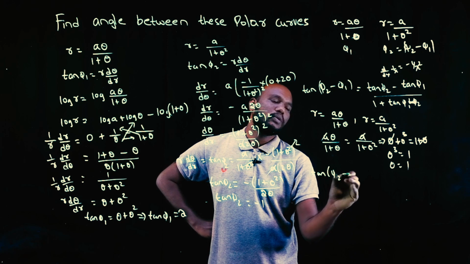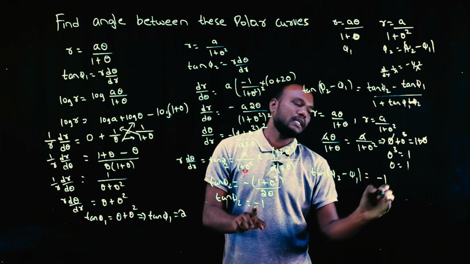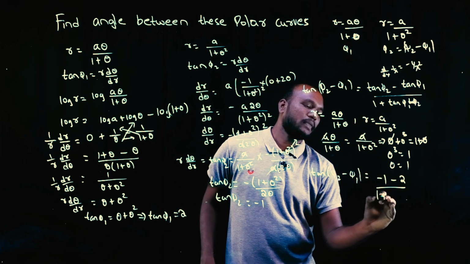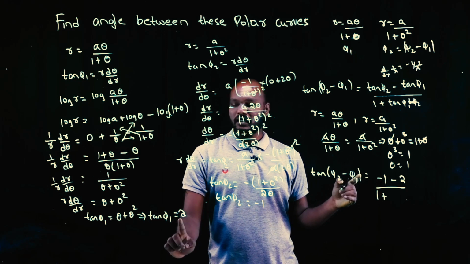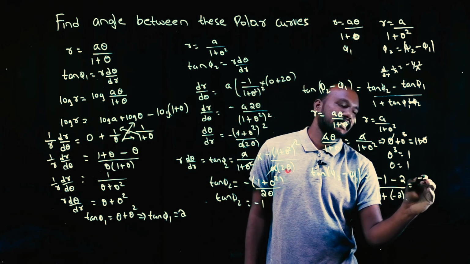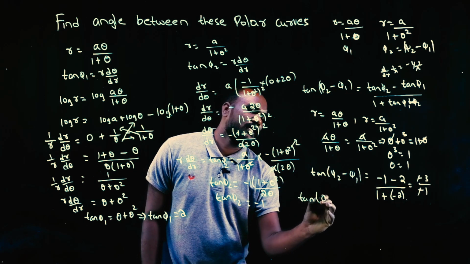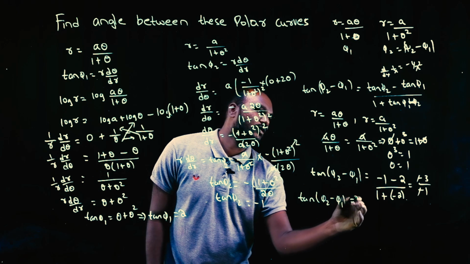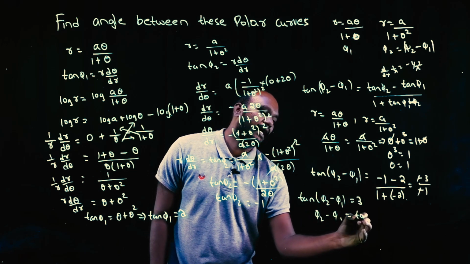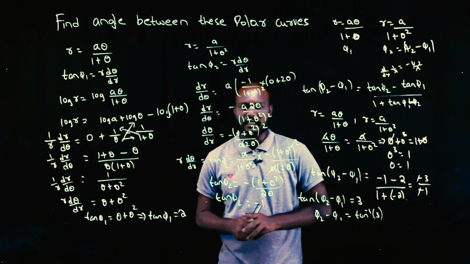Tan of phi 2 minus phi 1 is equal to, tan phi 2 is minus 1, minus 2, over 1 plus minus 1 into 2, that is minus 2. How much is that? Minus 3 upon minus 1, so 3. So tan of phi 2 minus phi 1 is equal to 3. So phi 2 minus phi 1 equals tan inverse 3. Simple? Yes.